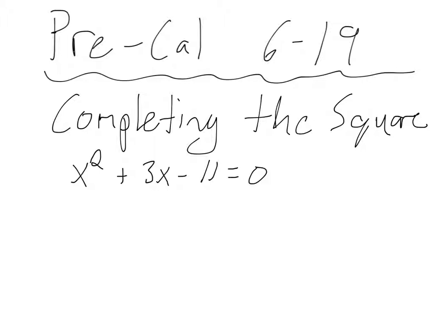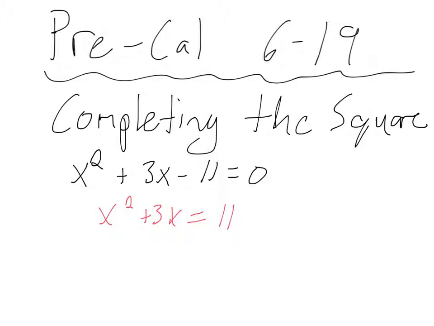Now, the first step with completing the square is always to take whatever constant you have, which in this case is negative 11, and put it over on the other side of the equation. So we're going to add that 11 to both sides. Essentially, we're trying to get rid of it from the left side and put it on the right side.